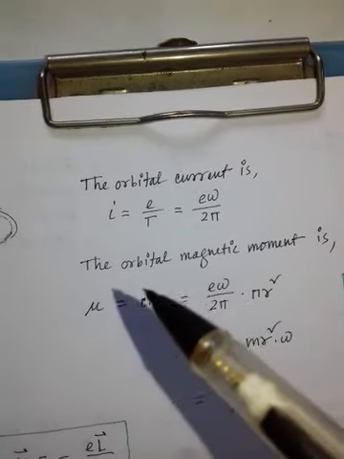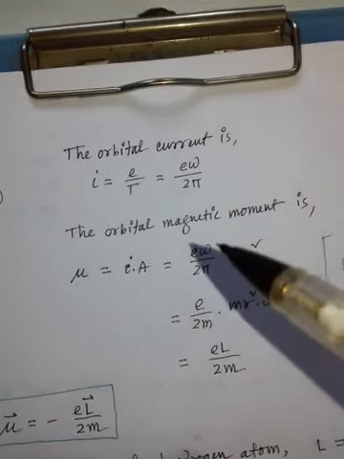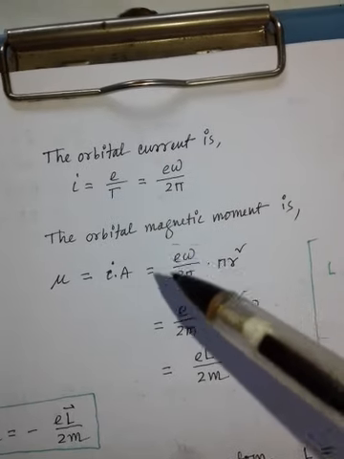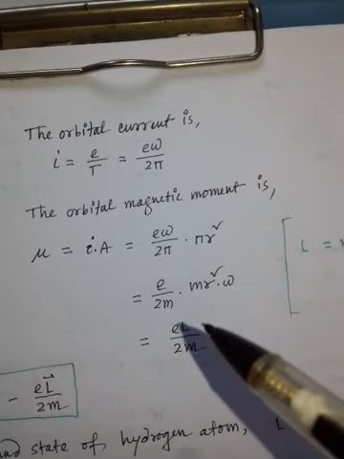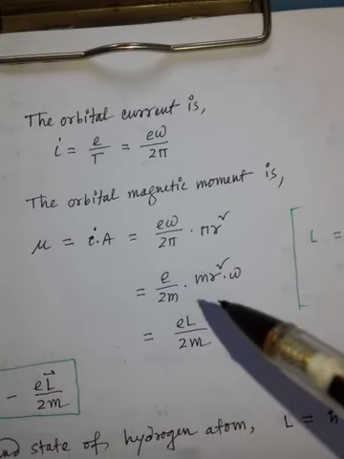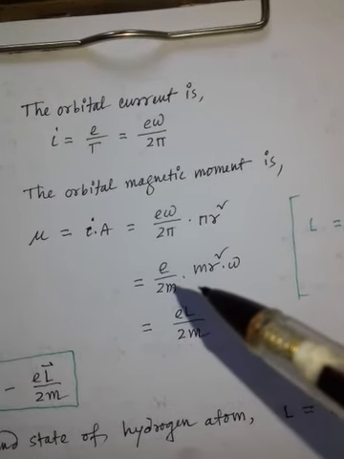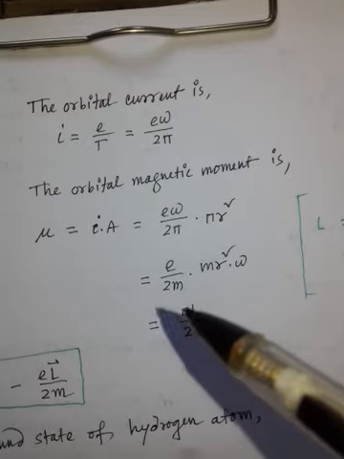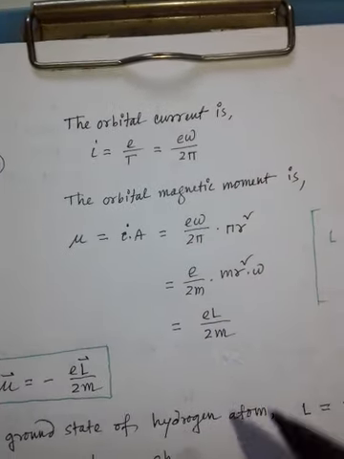So the orbital magnetic moment becomes mu is equal to I A, which is e omega by 2 pi times pi r square. Here e omega by 2 pi is the orbital current I. And we get e by 2 m r square omega. Actually we take m in the numerator and denominator, where m is the mass of this orbiting electron.